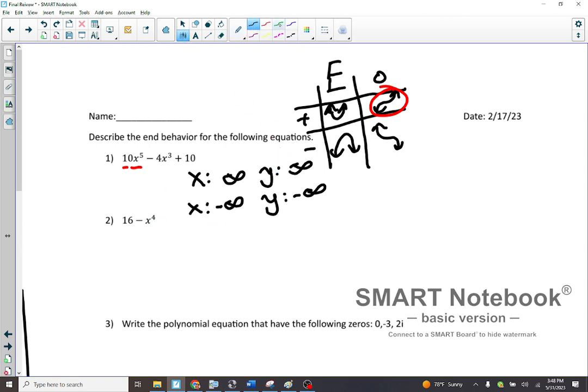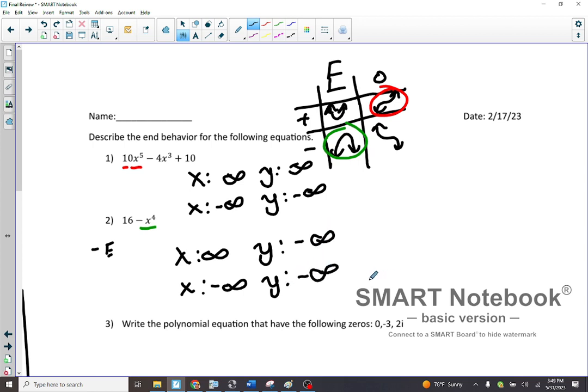This one is always based off the biggest power. So in this case, it's negative x to the fourth. So this is negative and even, so it's going to look like this one over here. As x goes to positive infinity, y goes downward, so that's negative infinity. Look at it. As I go to the right, it's going down. And when I go to the left, so x goes to negative infinity, y is going down, so negative infinity. So y is basically always negative in this case.